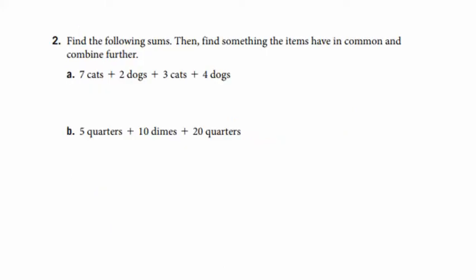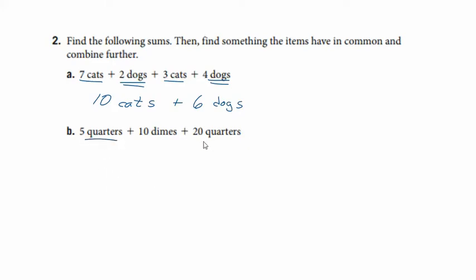All right, let's look at number 2. Now we're going to add things together. We've got 7 cats, 2 dogs, 3 cats, and 4 dogs. So what do we have? Well, we can add the cats together, right? We've got 7 cats and 3 cats, so we have 10 cats. And we've got 2 dogs and 4 dogs, so we've got 6 dogs. We could combine these together and say 16 animals or something, but we'd have to change the label. As far as adding up what we've got, we would leave it at this. We wouldn't simplify it any further.